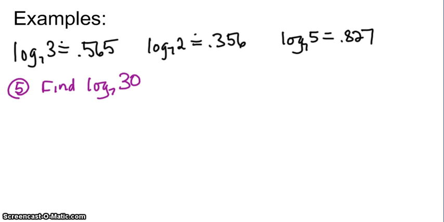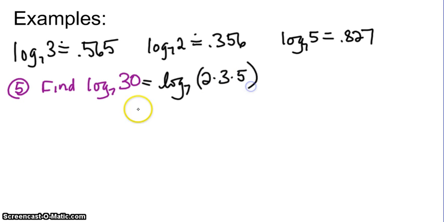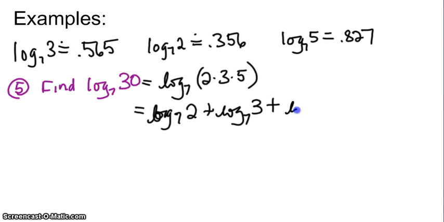Example 5, 30. Remember, I can use 3's, 2's, and 5's to rewrite 30. So this is log base 7. 30 is going to be 2 times 3 times 5. So I use my product property.